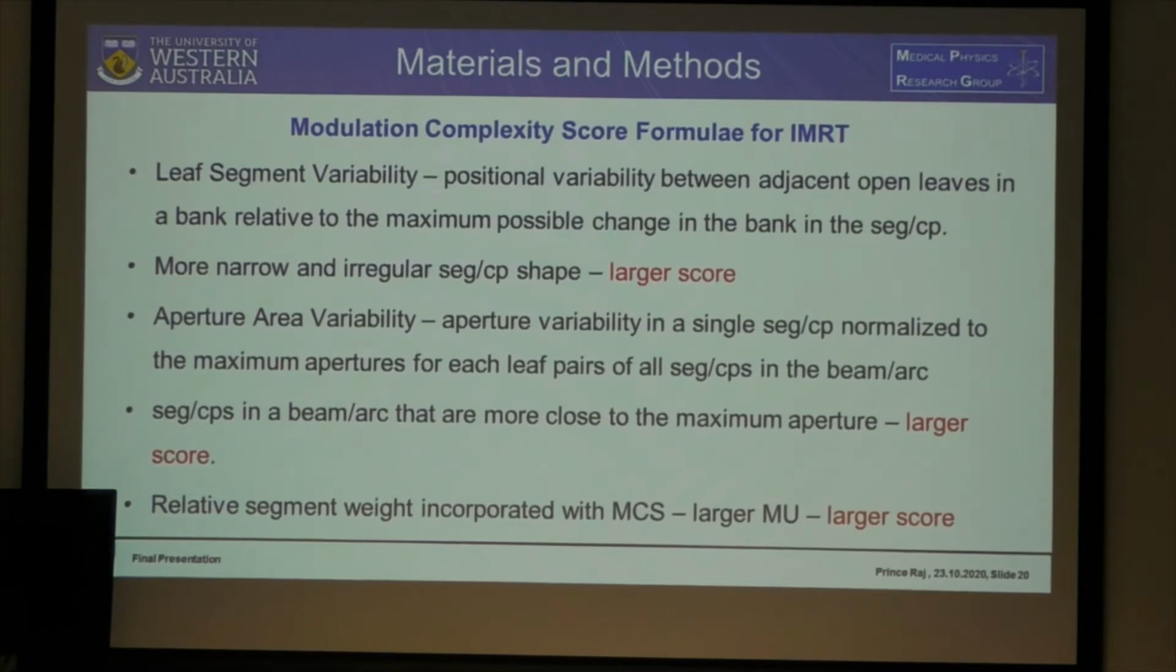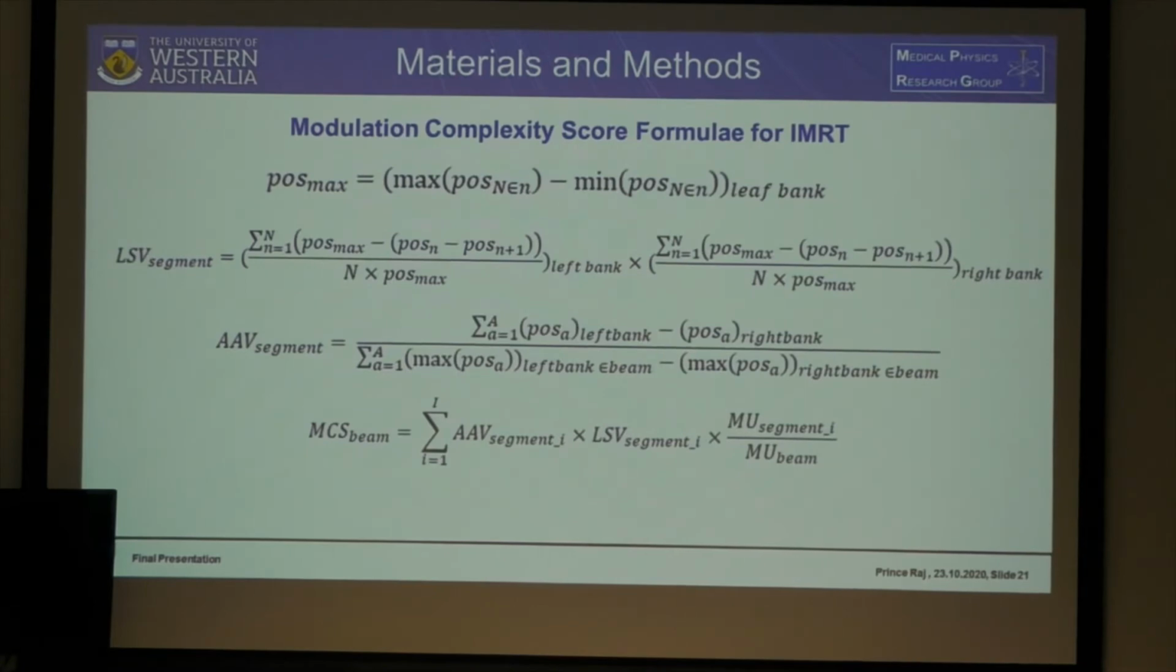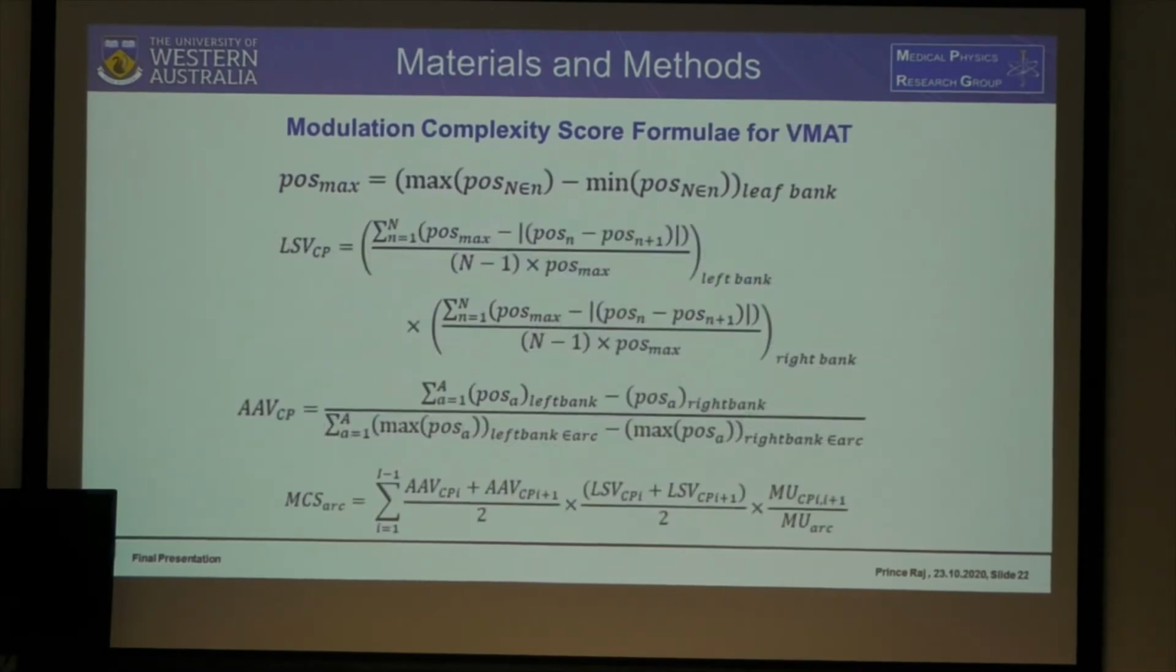So the relative segment weight is also incorporated, which is primarily used as a complexity metric in most clinical practice. Simply, the higher the MU, monitor units, the larger the score. So these are the formulae we used for the calculation for IMRT and VMAT. Pretty much both of them are closely the same. However, there are minor differences in terms of monitor units extraction, because the dose is delivered rapidly in VMAT.